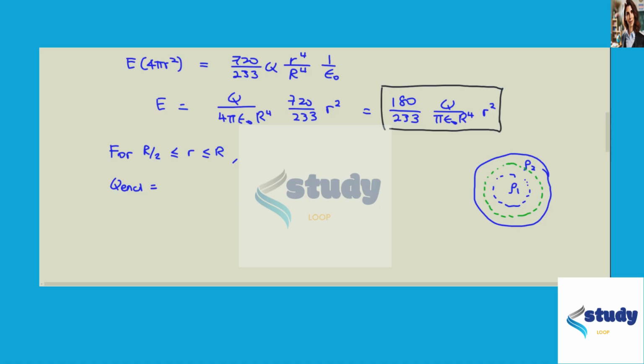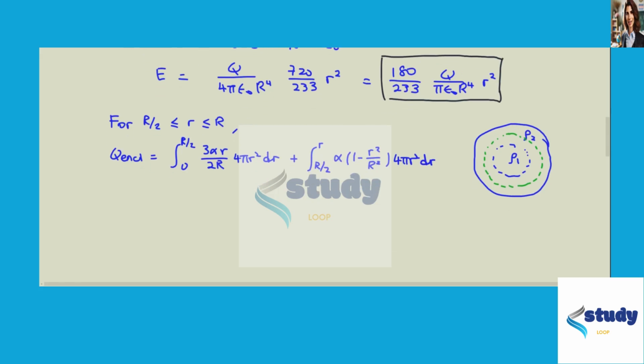Okay, so the charge enclosed will be, there are two things that we need to consider. Okay, so one is the charge in the first region: 3 alpha r divided by 2R times 4 pi r squared dr. Okay, and then plus the second region, R over 2 to small r, alpha times 1 minus r squared divided by R squared, and then 4 pi r squared dr. Okay, so there are two regions that we need to consider.